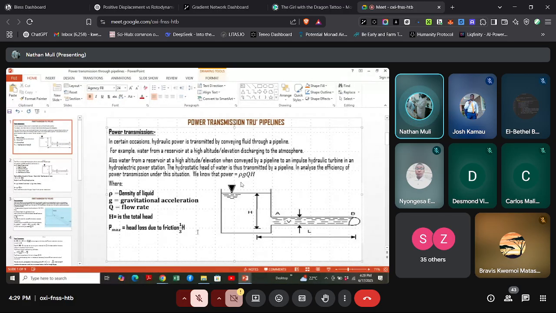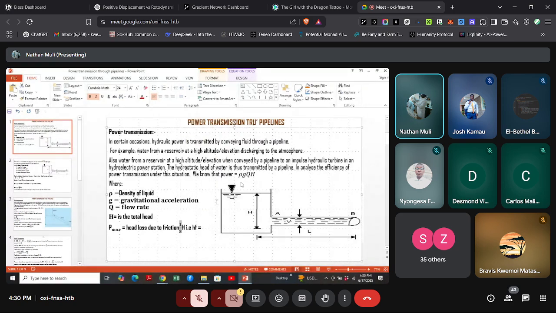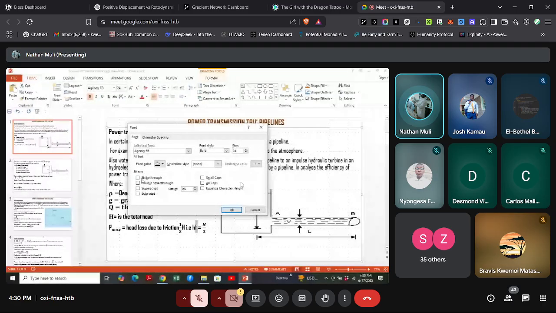In other words, that is, i.e., HF equals H upon 3. That's what I'm saying. Head loss equals that. I'm sure you didn't know that, but you should know that from today.